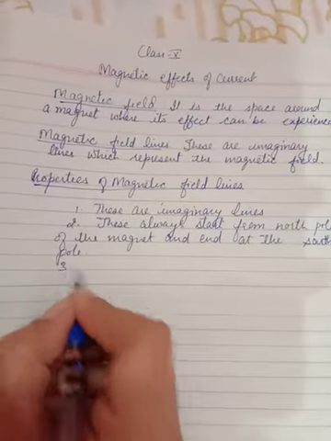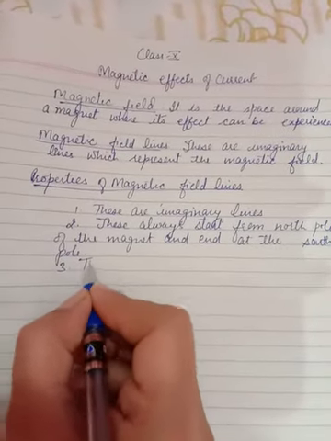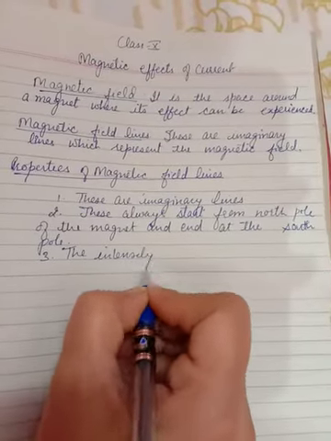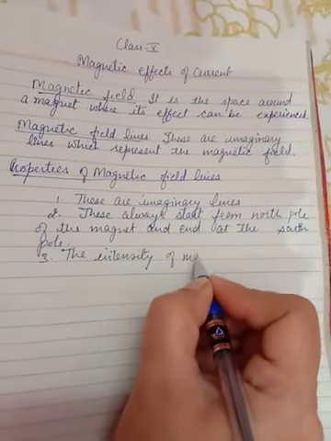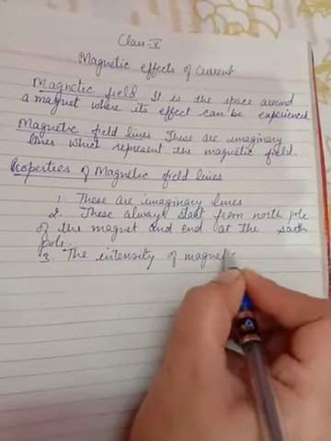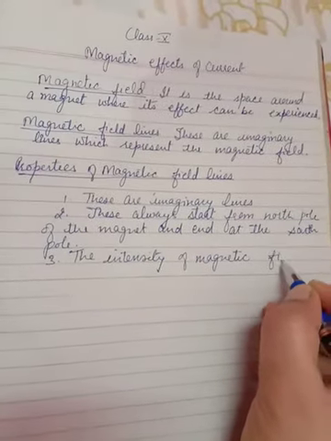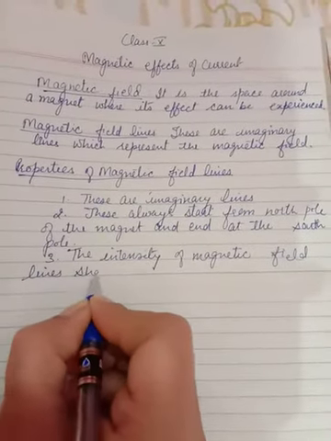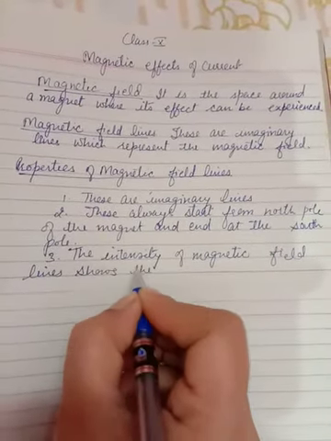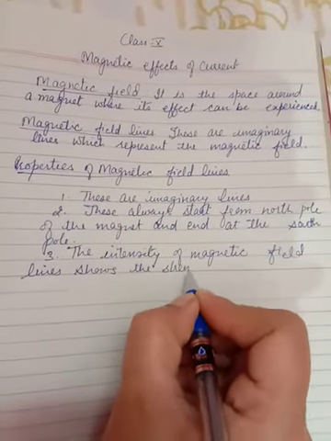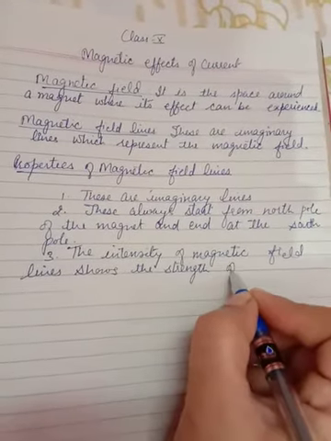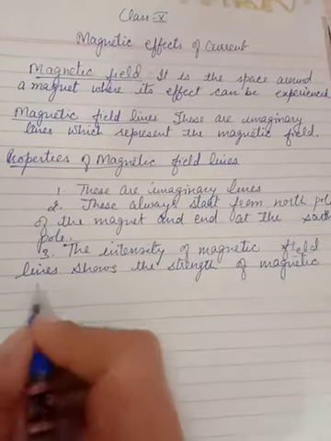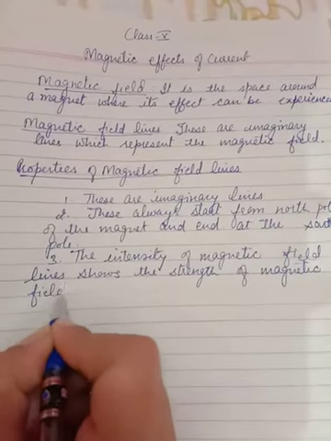Okay, the third one is the intensity of magnetic field lines shows the strength of the magnet, shows the strength of the magnetic field at that point.